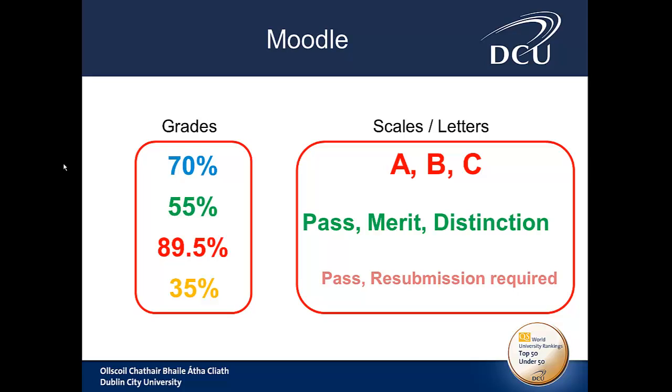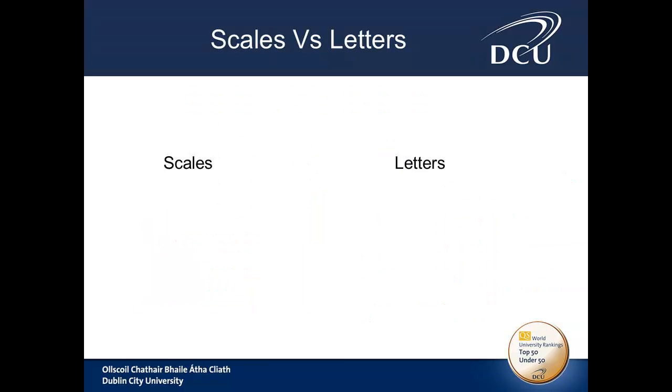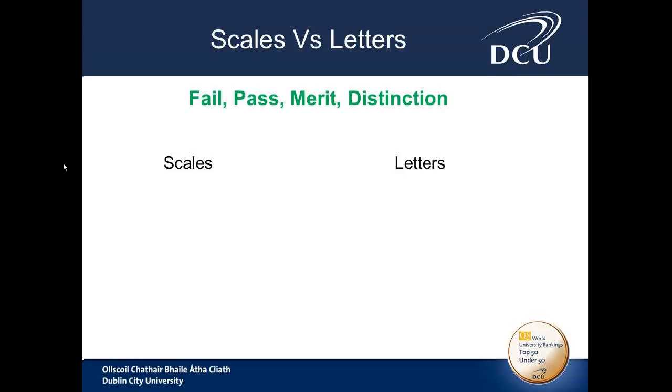Before moving on, I would like to point out that, as you will see from the examples above, scales or letters can be one letter, one word, or indeed several words. The choice is up to you. Let's distinguish between Moodle scales and Moodle letters. We will use the mark representation of fail, pass, merit and distinction to illustrate this difference.